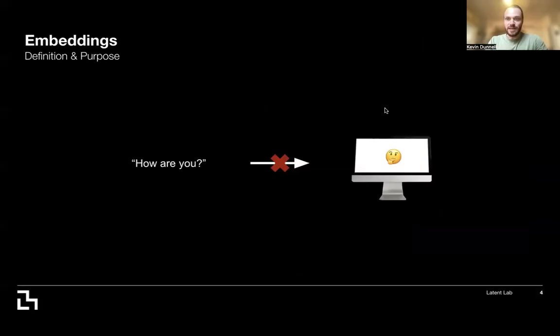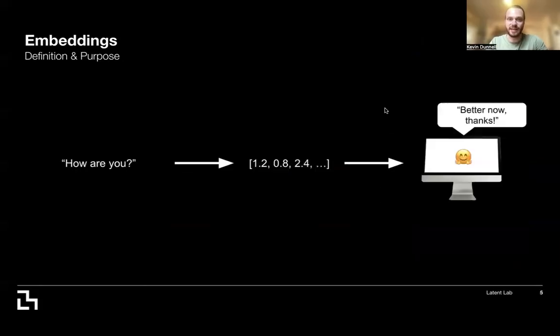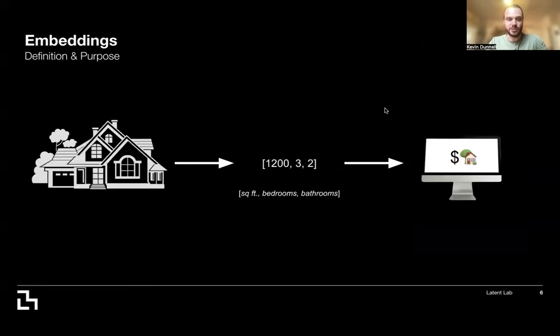So embeddings exist to help computers understand language at a very high level. If we ask a question of how are you to a computer, it simply can't understand that. But if we have this intermediate representation, a numerical representation of this language, we can actually interact with computers. And we can do this with things in addition to language.